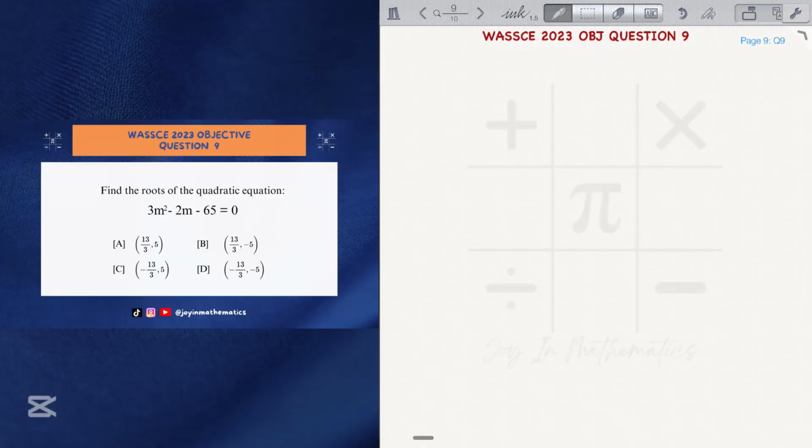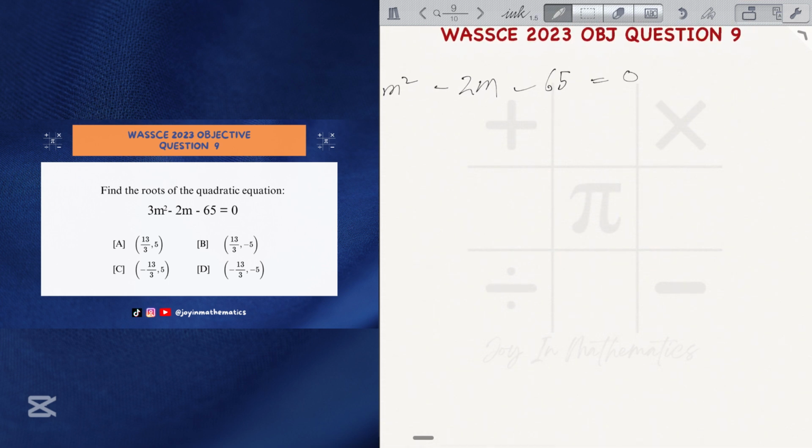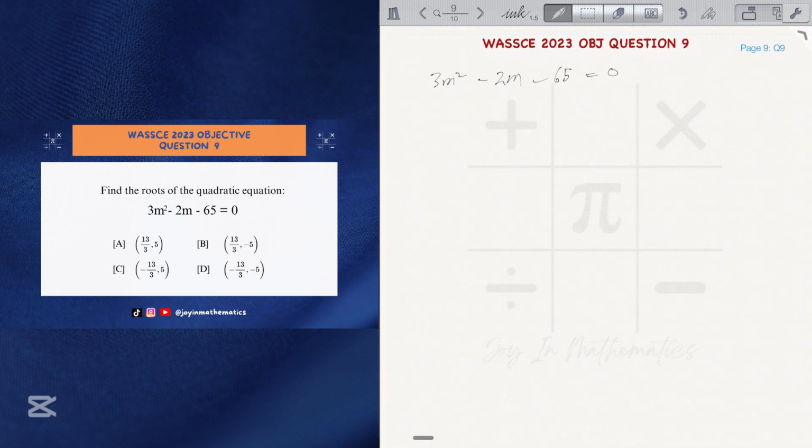Let's move forward to WAEC 2023 objective question 9. The question says we should find the roots of the quadratic equation 3m squared minus 2m minus 65 equals 0. Now, how do we solve this? Should we use the factorization method, or should we just simply use the quadratic formula?